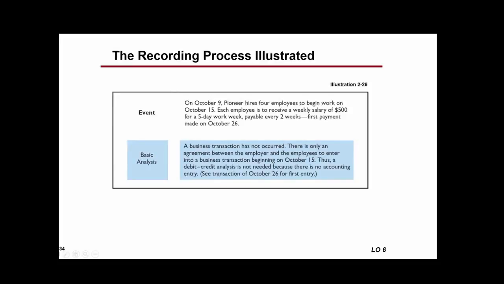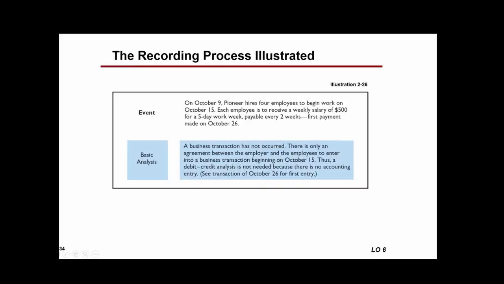On October 9th, Pioneer hires 4 employees to begin work in October. Each employee is to receive a weekly salary of $500, etc. Now this is a transaction that we do not need to record. Why is that? This is hiring the employees. The company did not pay them anything yet. They have not started work. Okay, they will start working next month. As a result, nothing will happen.